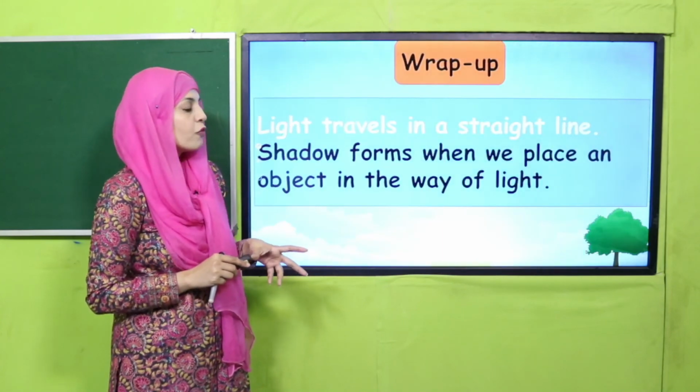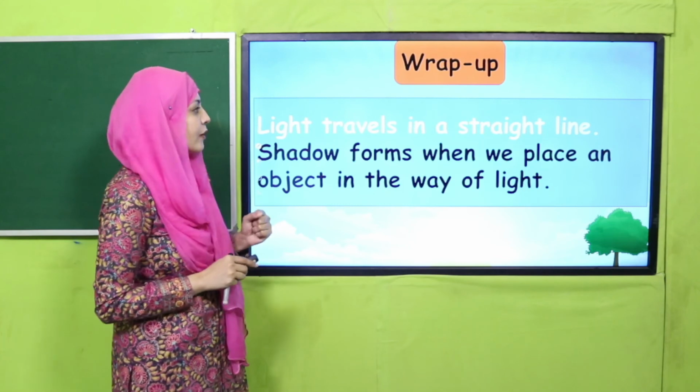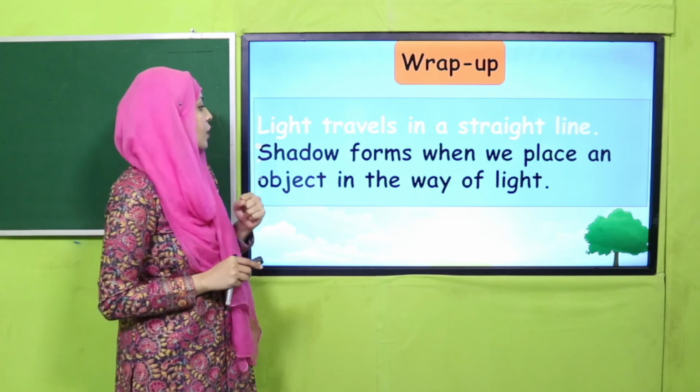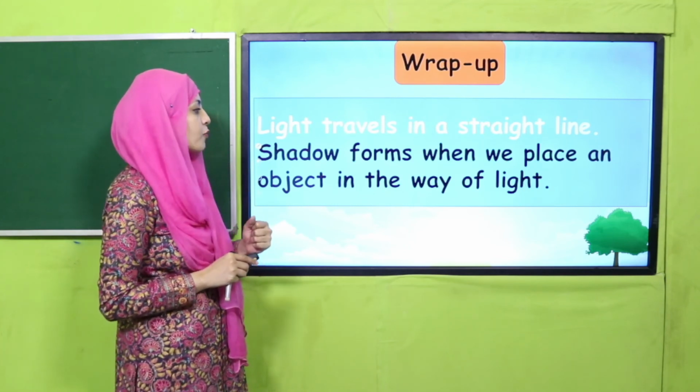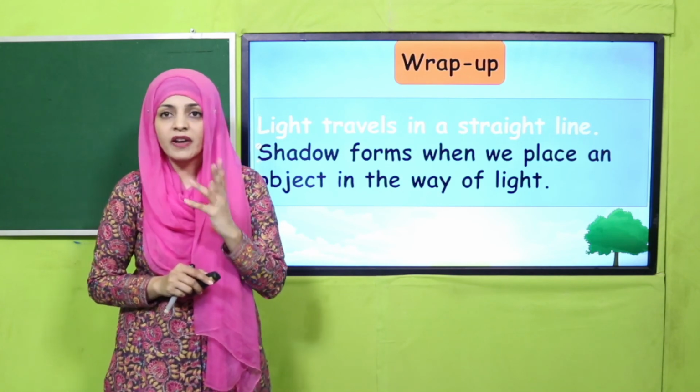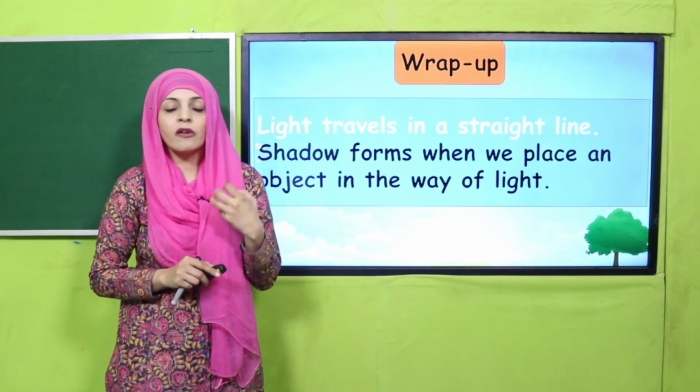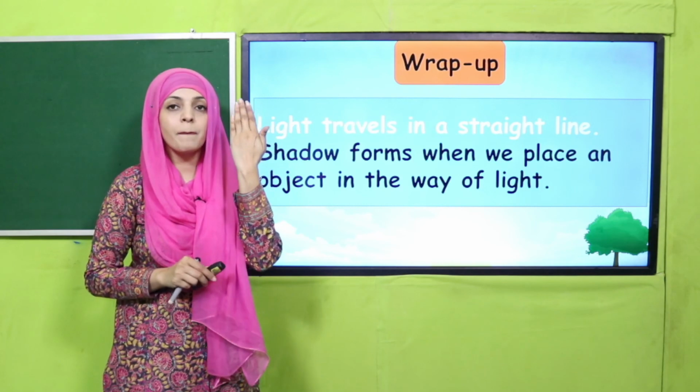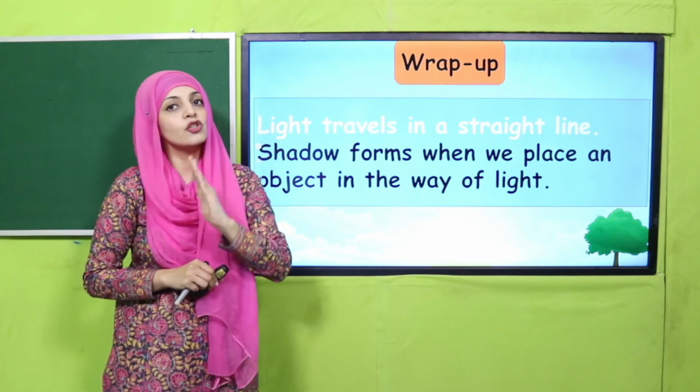Okay, now we will move forward towards the wrap-up. Light travels in a straight line. A shadow forms when we place an object in the way of the light. Okay, very easy. How are shadows formed? When we place an object in the path of the light or in the way of the light, shadows are formed.